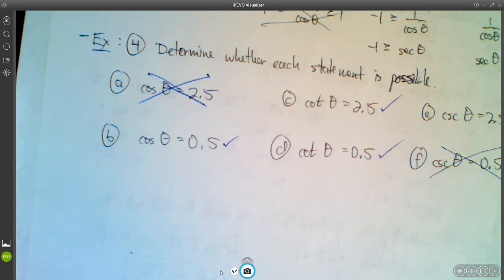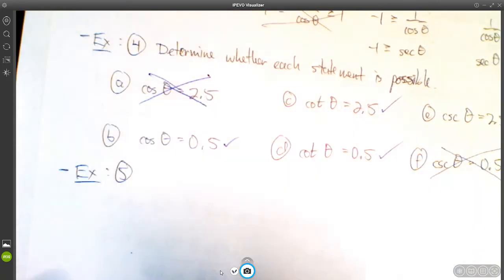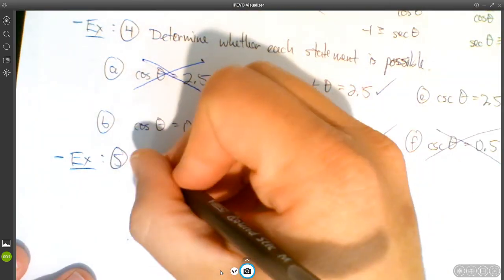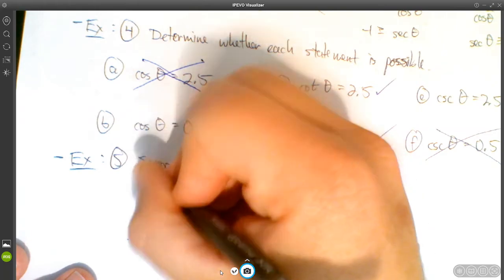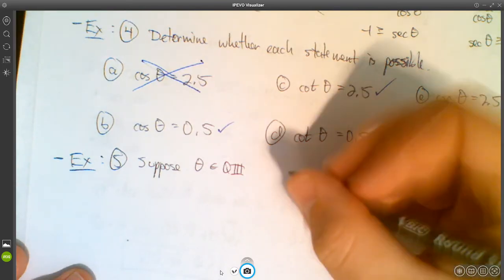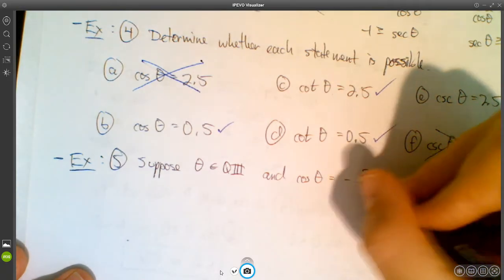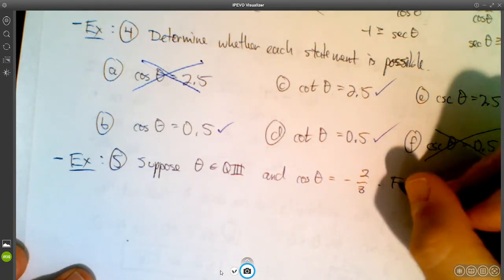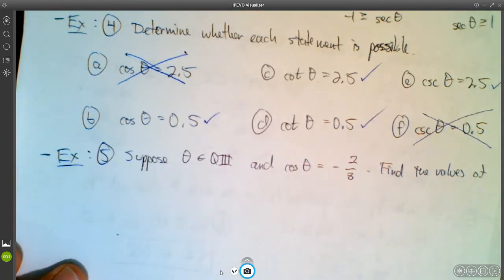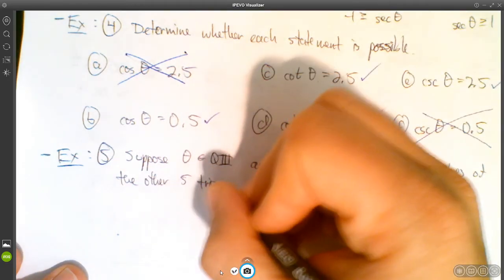Here's another important example. This goes back to the idea of understanding where trig functions are positive and where they're negative. Let's suppose that theta is in quadrant 3 and that cosine theta is -2/3. Let's find the values of the other 5 trig functions.